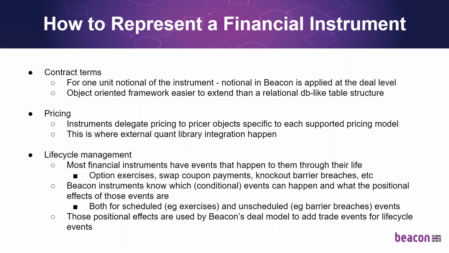So Beacon instruments know all the different kinds of events that can happen to themselves and what the positional impact of those events are. There's two main categories of event. There's scheduled events, those are things that happen on known dates like coupon payments or option exercises. And then there's unscheduled events, which are things like barrier breaches or American option exercises that happen on uncertain dates. And then Beacon's deal model asks the instruments what positional effects they expect, to be able to go and implement the lifecycle events.